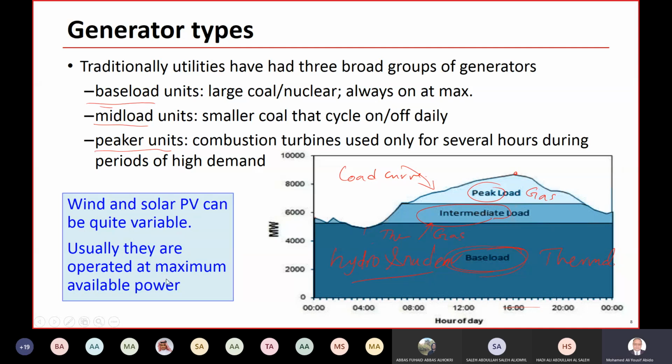Usually they are operated at maximum available power you need to extract from them. And no, there is no fuel here, there is no cost, almost zero running cost, we mean running cost. But of course, installation cost, still you have some.